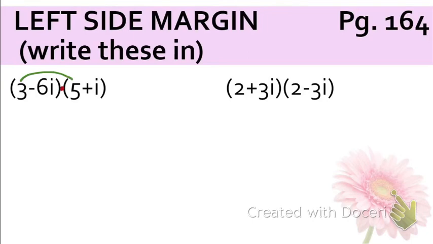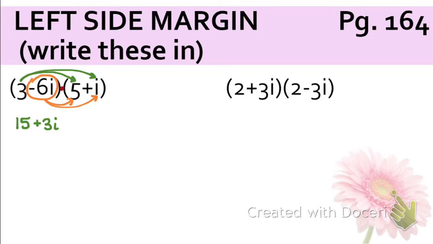But that means I'm going to take this 3 and distribute it to both pieces. What's 3 times 5? 15. What's 3 times i? 3i. So plus 3i. Then I still need to distribute what? 6i. Yep. Negative 6i has to get distributed to both pieces.